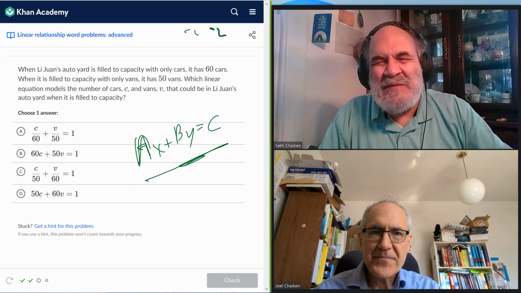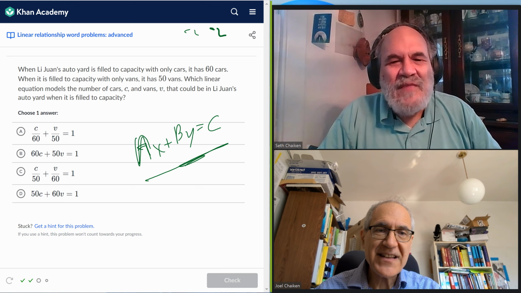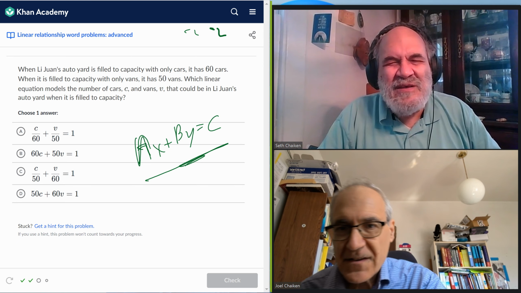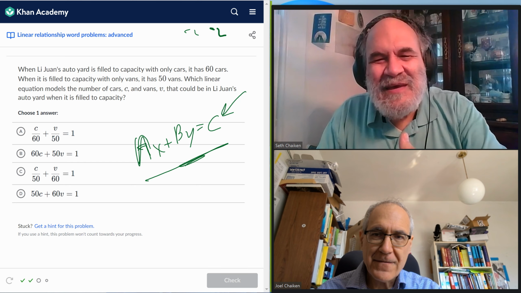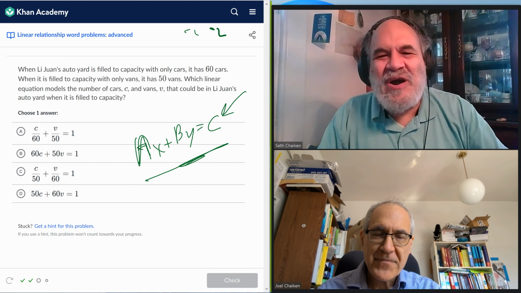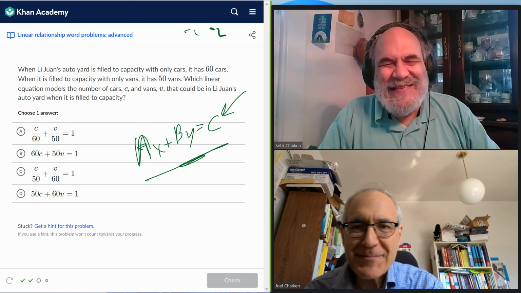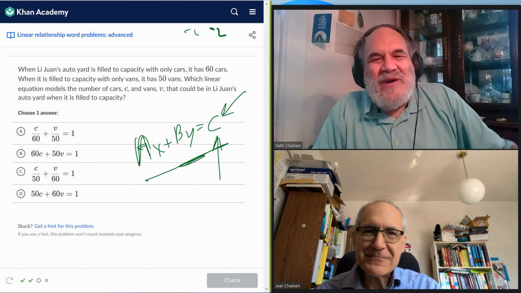So why do you add them? That's because C is a constant. Well, I'm not talking about C. I'm talking about the plus. If you have more cars, you have fewer vans. Exactly. And if you have more vans, you have fewer cars. Exactly. So shouldn't there be a minus sign? No, there isn't a minus sign because the C stays the same.